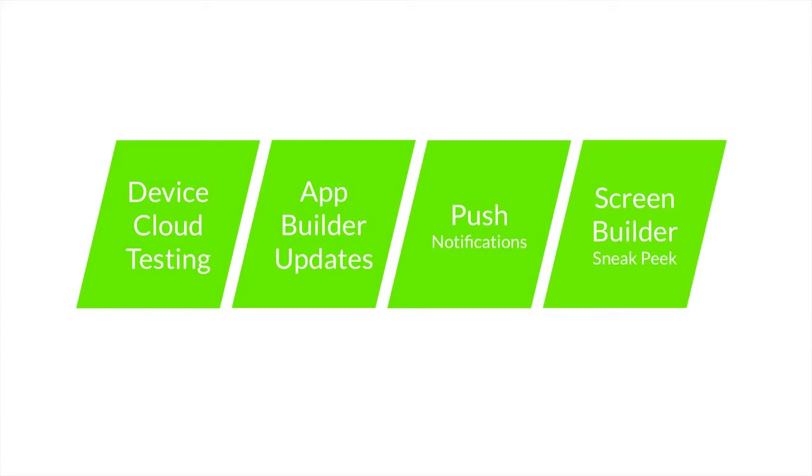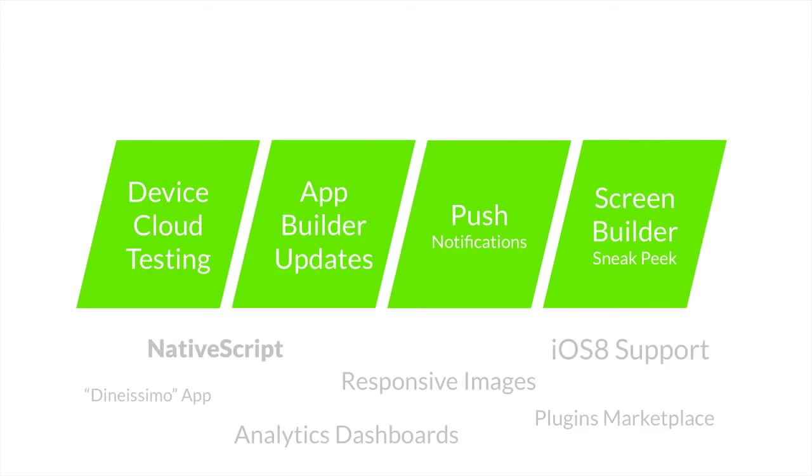We've seen a lot of very cool things today. New device cloud testing in the Telerik platform, a lot of improvements across App Builder, new push notifications, and a very cool sneak peek at something that's just around the corner, the new Screen Builder functionality. It's going to dramatically accelerate a lot of your application development within the platform. And this is just the tip of the iceberg for the things we've been shipping. We mentioned a number of other things: NativeScript shipping in private beta today, coming next year, responsive images, iOS 8 support, the plugins marketplace, analytics dashboard, the new Dynissimo app. Remember to go check that out. There's all kinds of improvements coming through the Telerik platform, and this really is just the beginning. We're very excited about what we have on the roadmap for 2015.